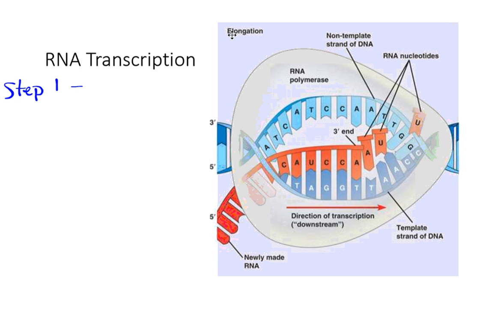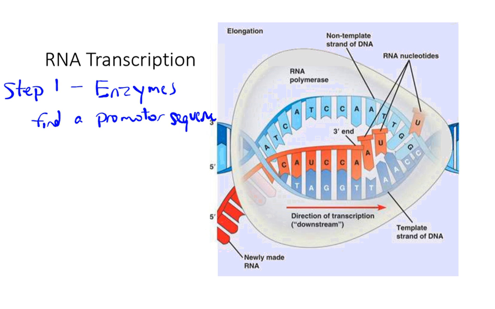is that the enzymes involved in this process have to find a promoter sequence. And this promoter sequence is where the gene begins. This tells the enzymes where to start, the sequence of DNA nucleotides that signal the beginning of the gene. Right? All genes have this promoter sequence. There are a number of enzymes involved in transcription. We're only going to mention a couple. There are different transcription factors involved.